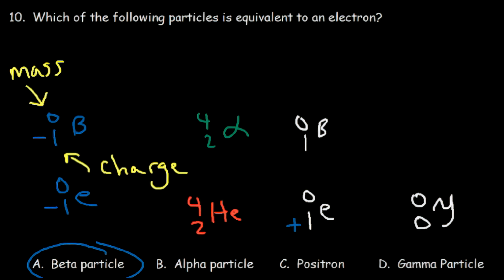By the way, the symbol for a proton is 1, 1, p. A proton has a mass of 1 and a charge of plus 1. For a neutron, it's 1, 0, n. A neutron has a mass of 1 and a charge of 0, because it's neutral. Neutrons and protons, their masses are approximately equivalent. But for this problem, answer choice A is the right answer.